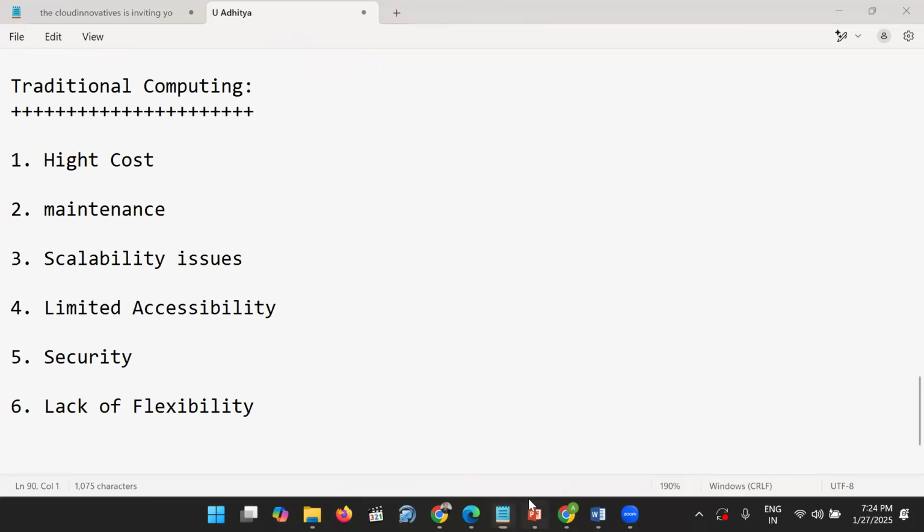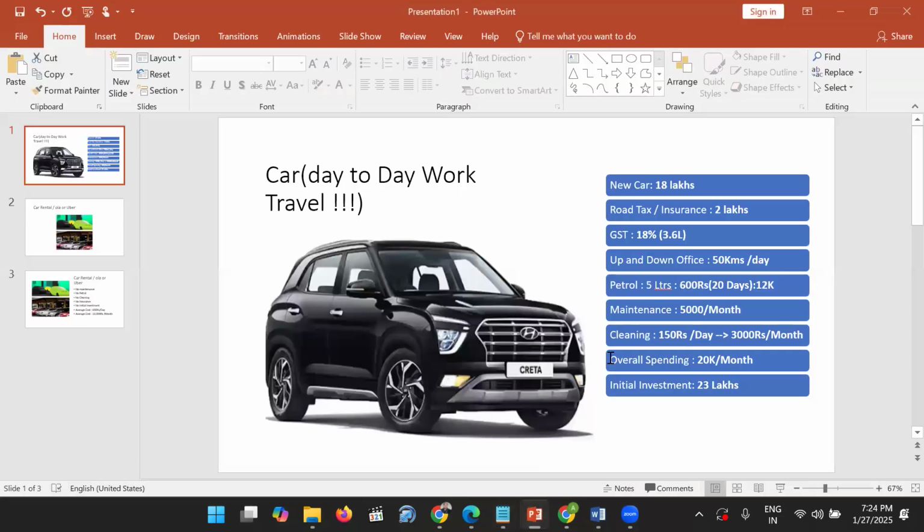Like the car example model, everything you need to take care of. You have to invest the initial money. You need to pay the petrol, the maintenance cost, the cleaning and overall spending. You need to maintain it. If you have the driving skill, then no problem. Otherwise, per driver also you need to pay the amount. That is on-premises.